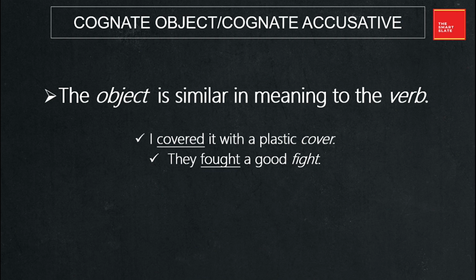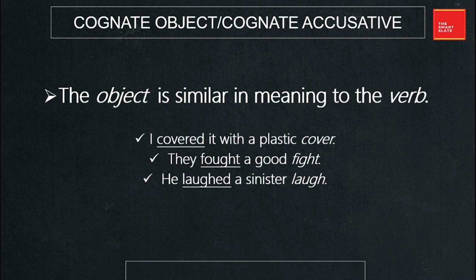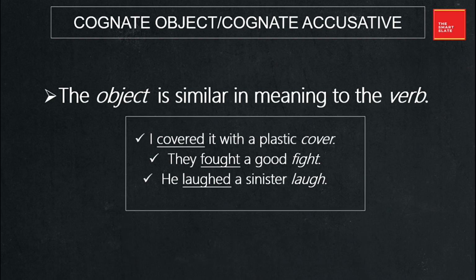They fought a good fight. Fought and fight. He laughed a sinister laugh. Laughed and laugh. So these are the cognate objects or accusative.